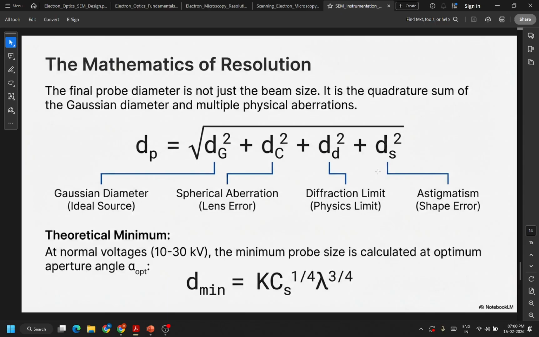So this is how your resolution can be determined, and for optimum aperture angle, the formula will be alpha optimum = k Cs^(1/4) lambda^(3/4).